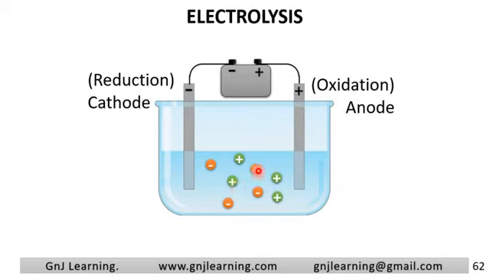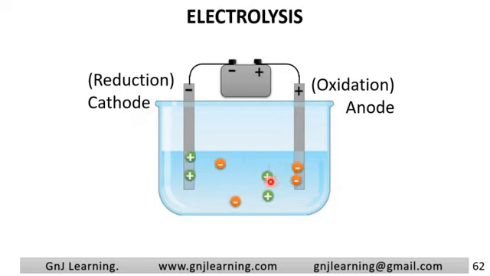Negative ions, which have an excess of electrons, will move towards the positive electrode and will lose electrons. That means oxidation takes place, and hence it is named the anode. On the other hand, positive ions that are deficient in electrons move towards the negative electrode and gain electrons, which is reduction, and hence it is named the cathode. You will see it from the animation.